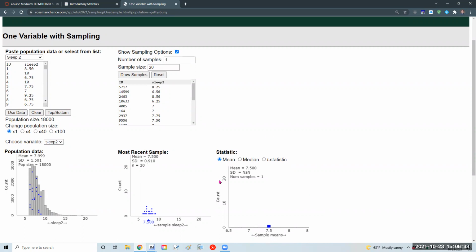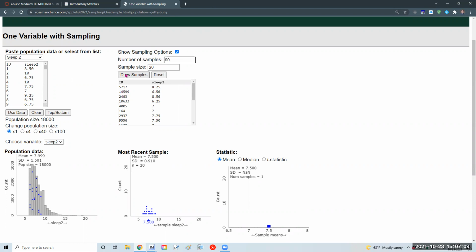Now over here in this third graph, the app will start drawing a dot plot. As we repeatedly sample, this will be a dot plot of the sampling distribution of sample means. Okay, so now if I want to layer on top of that one sample another 99 samples, that'll give me 100 total samples when I press draw samples.